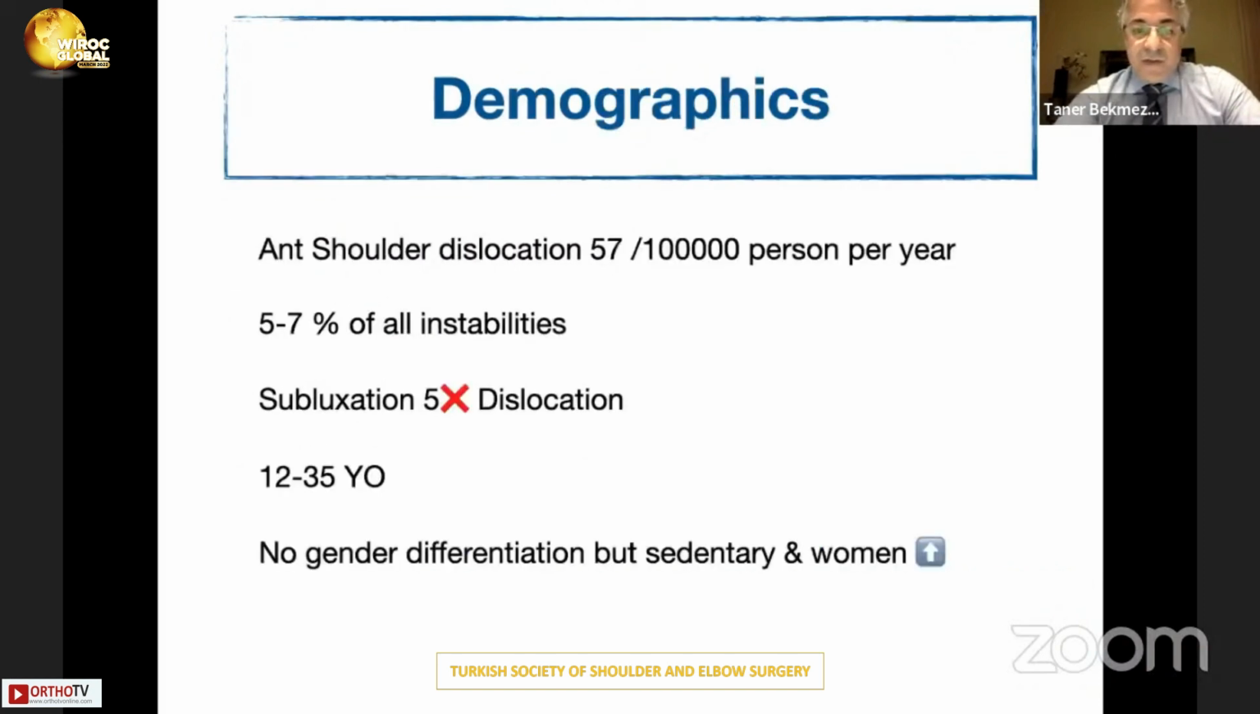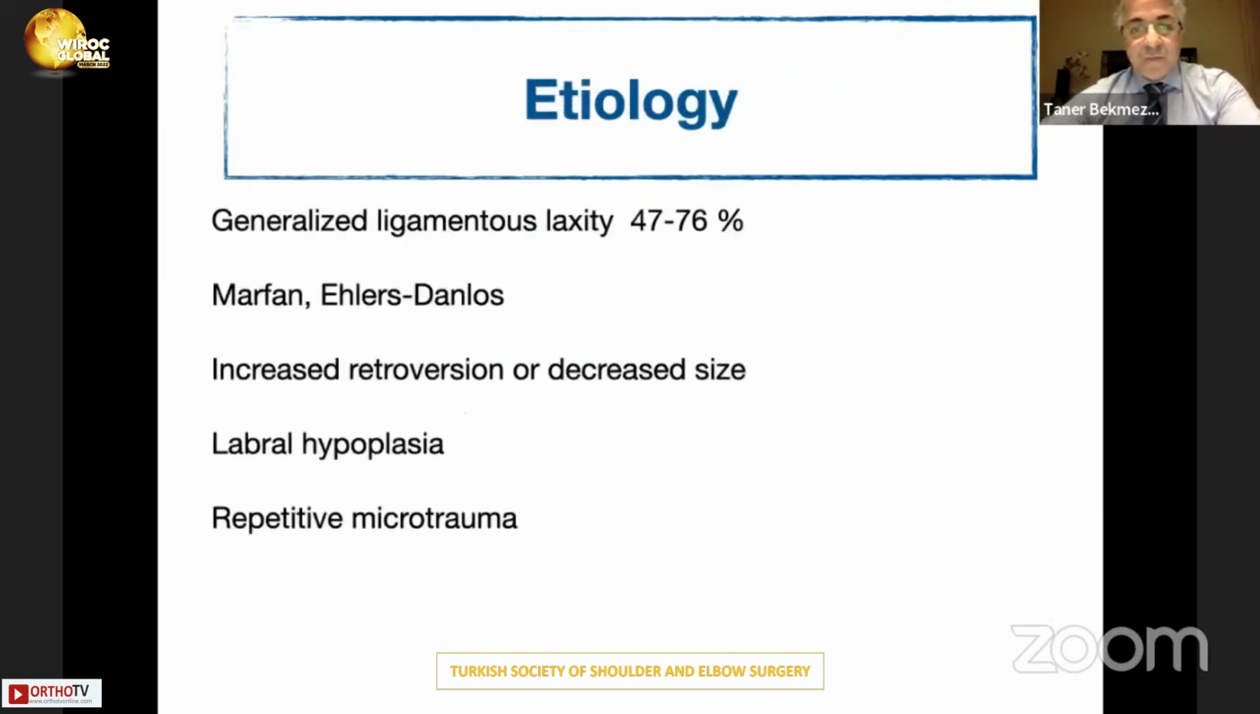The incidence of multidirectional instability is unfortunately unknown, but we know that 5 to 10% of operations for all shoulder instability were caused by multidirectional instability, and subluxation generally seems 5 times more common than dislocations. The typical patient age is between 12 and 35, and it is equally common in males and females. Generalized ligamentous laxity is very common.